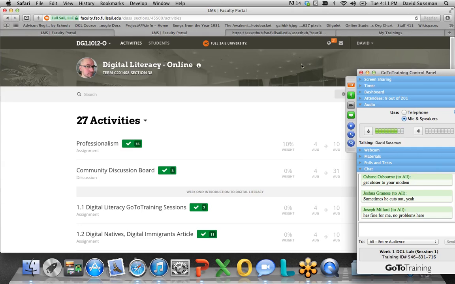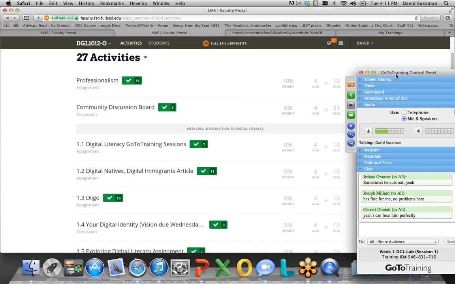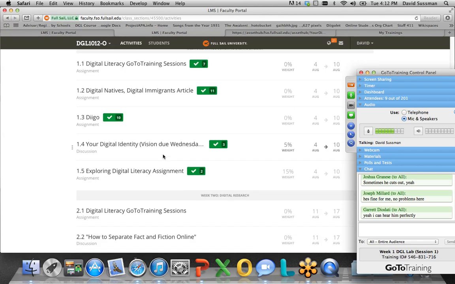Oh, and if you do need to send me a message, send it to me through the envelope icon here, which is an actual message system. Because here's what happens. Okay, let me see if I can duplicate this. Like, let's go into one of these activities, like your digital identity.